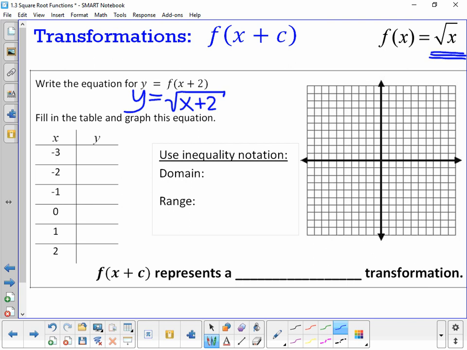So if we fill in the table of values, crunching those numbers, once again you get an error for that first one. If we put -3 in, we end up with the square root of -1, which does not compute. And if we keep crunching those numbers, we get something like this. So let's plot those points. -2, 0, -1, 1, 0, it's like 1.4, 1, 1.7, and 2, 2.